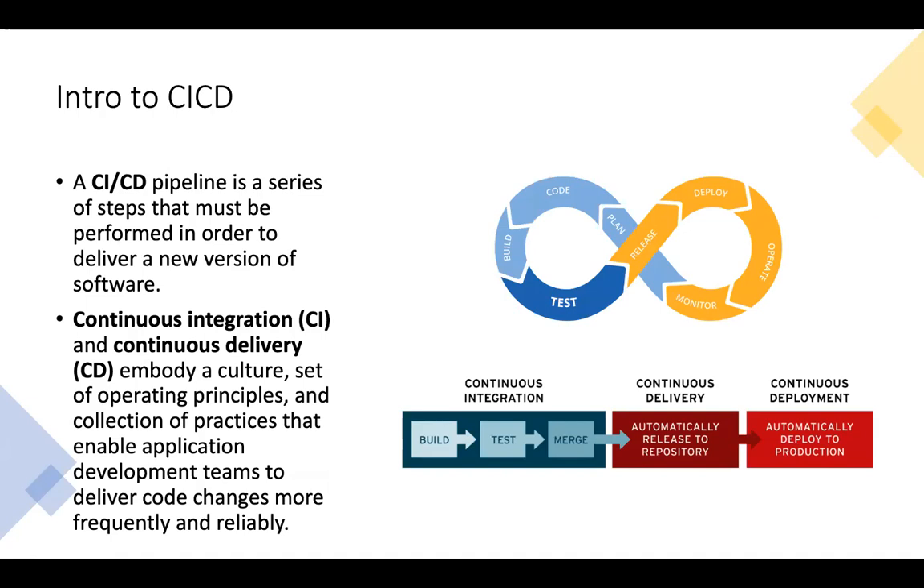So don't worry, we'll see the difference between continuous delivery and continuous deployment in a few slides from now. Basically, a CI/CD pipeline is a series of steps that must be performed in order to deliver a new version of software. To deliver software from the point where developers are writing the code to the point where you see the application, maybe on a mobile app or on a website, there are a lot of stages in between.